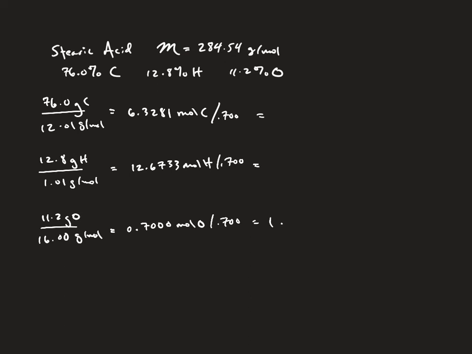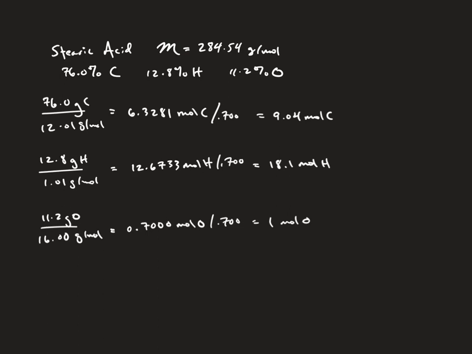The bottom one's just going to give us 1, so we know we're going to have oxygen being 1. The top one, 6.32881 divided by 0.7 gives us 9.04. Looks like that's pretty close to 9. 12.6733 divided by 0.7 looks like it's going to be pretty close to being 18.